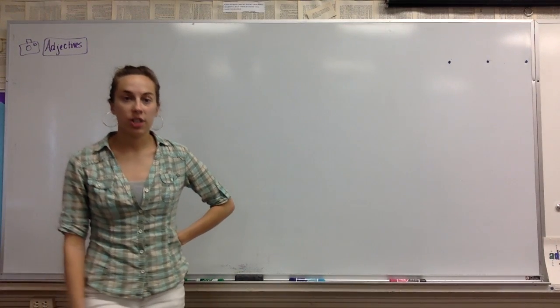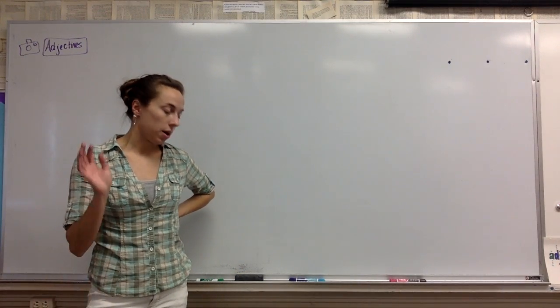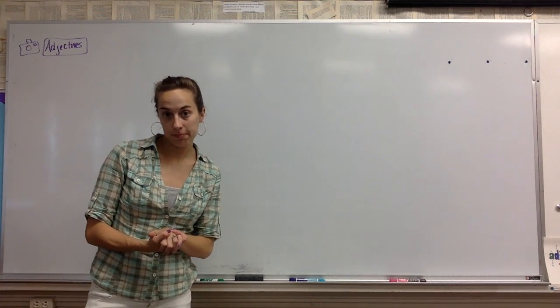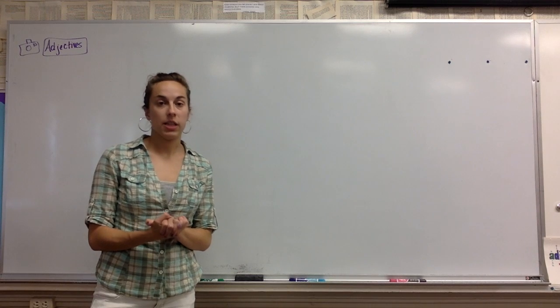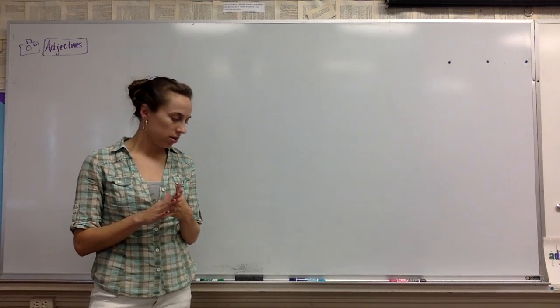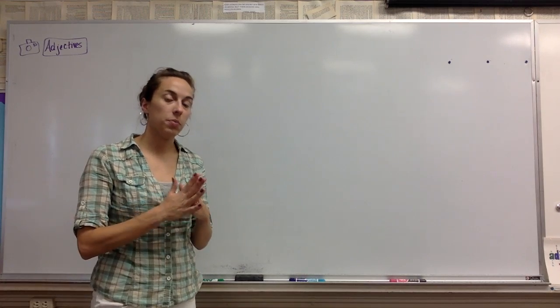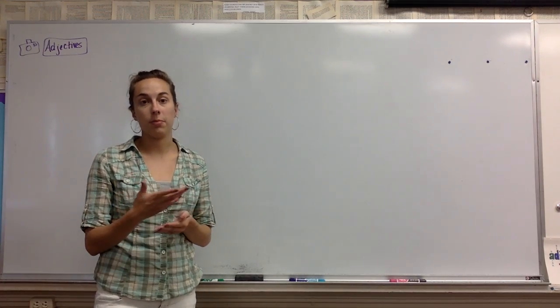The next type of adjective we are going to work with is a proper adjective. So, who remembers what a proper noun is? Yep. It's a specific person, place, or thing. Well, this is using those proper nouns, but using those words to describe something else.